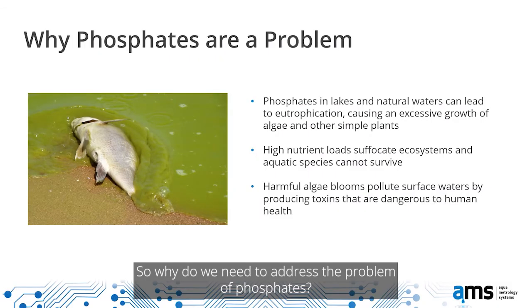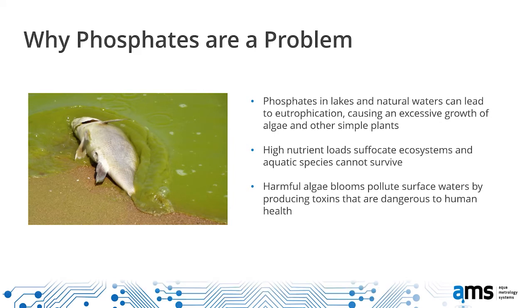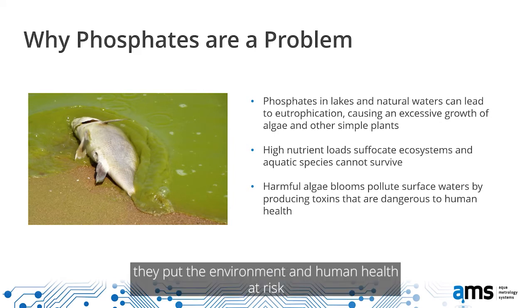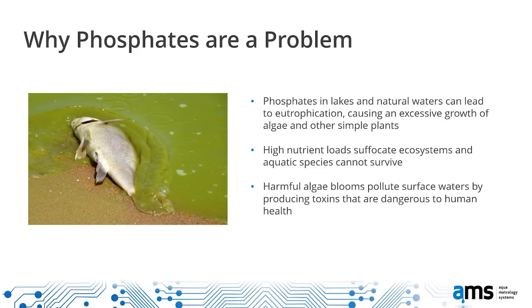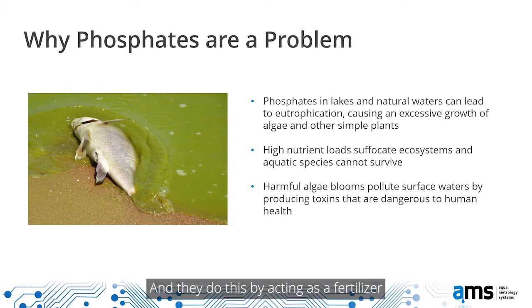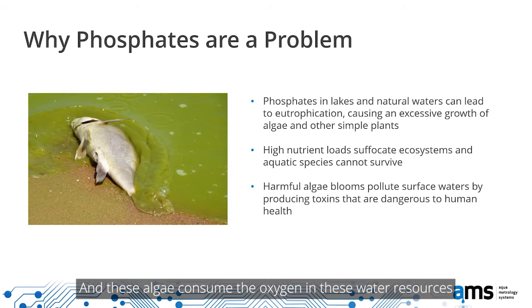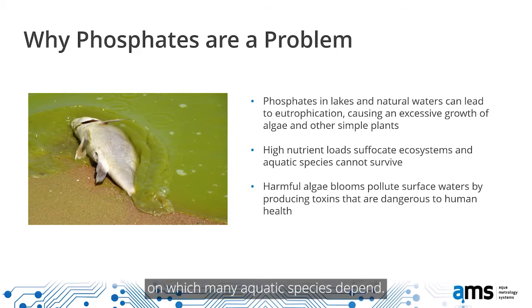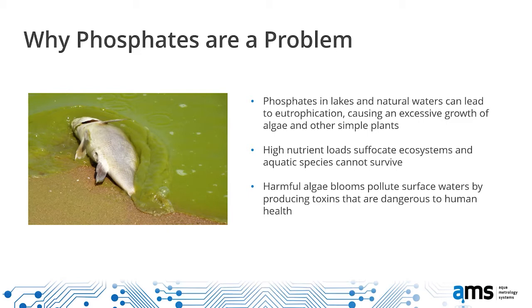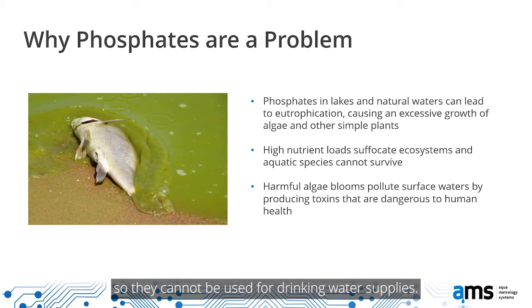So why do we need to address the problem of phosphates? Simply stated, they put the environment and human health at risk by enabling a process called eutrophication. And they do this by acting as a fertilizer that stimulates the growth of algae in lakes and rivers. And these algae consume the oxygen in these water resources on which many aquatic species depend, and they die as a consequence. Algae can also generate toxins that contaminate those water resources, so they cannot be used for drinking water supplies.